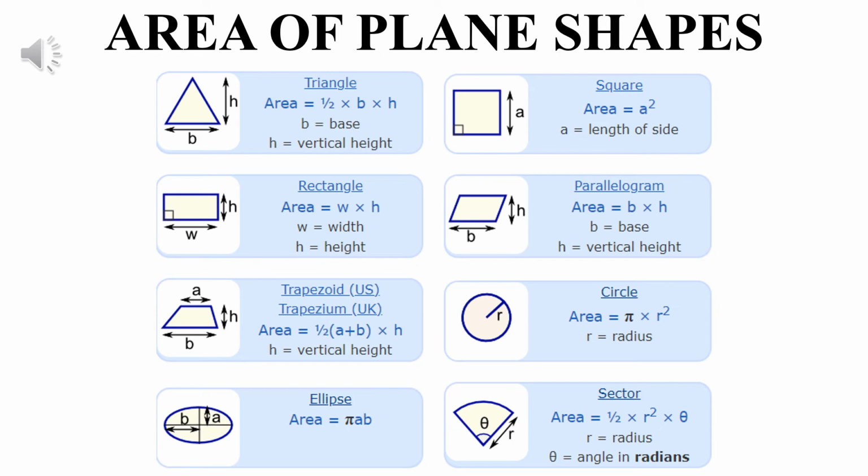Ellipse, area equals pi AB. Square, area equals A squared, where A is the length of a side. Parallelogram, area equals B times H, where B is the base and H is the vertical height. Circle, area equals pi times R squared, where R is the radius. Sector, area equals 1/2 times R squared times theta, where R is the radius and theta is the angle in radians.